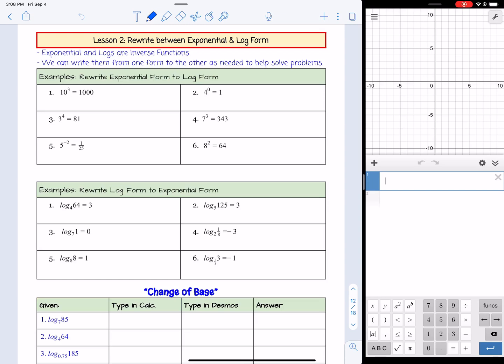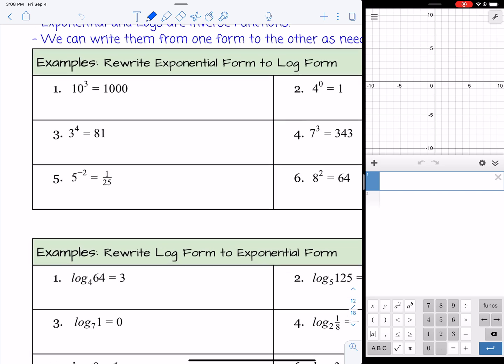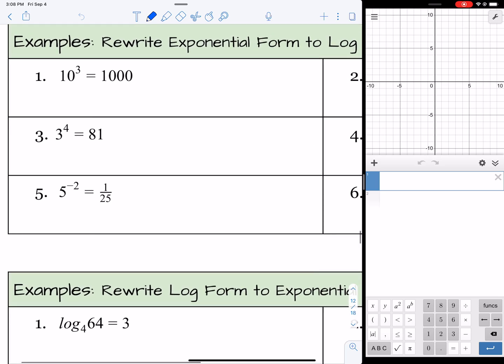In this video, we're going to take a look at rewriting between exponential and log form and how to type log into the calculator and into Desmos. So in the first set of examples, we're going to rewrite exponential form to log form. So let's take a look at number 1.